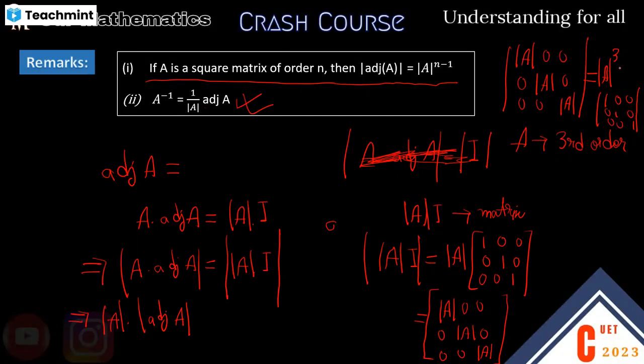So 1 into determinant of A whole cube is what? Determinant of A whole cube. That means this is always equal to determinant of A whole to the power n, where A is a matrix of order n. That means what is determinant of adjoint of A? From this, what did we get? Equal to determinant of A whole to the power n minus 1. Okay.